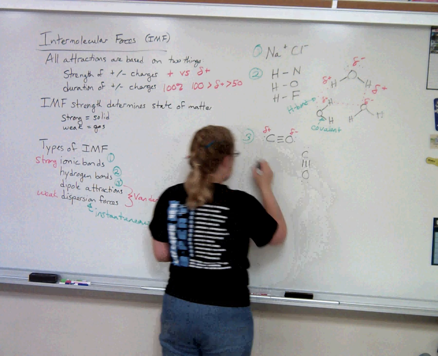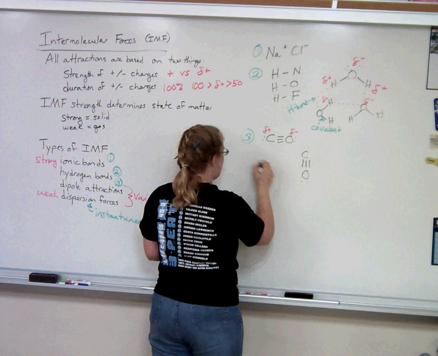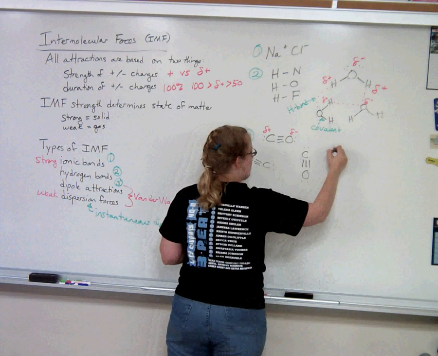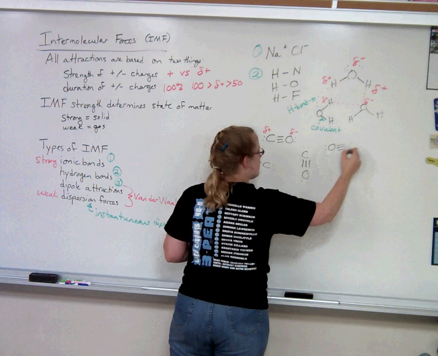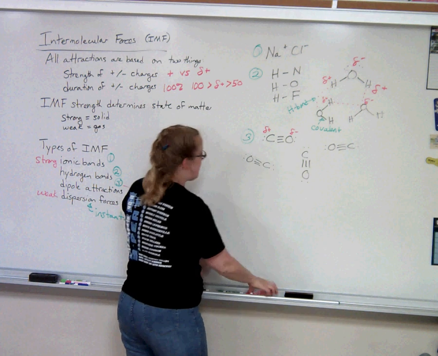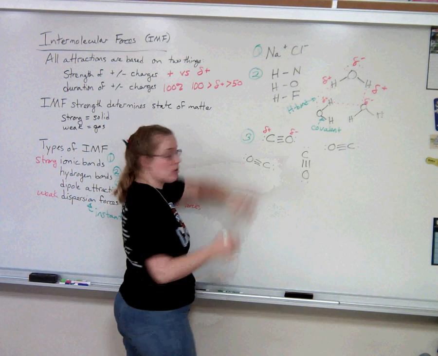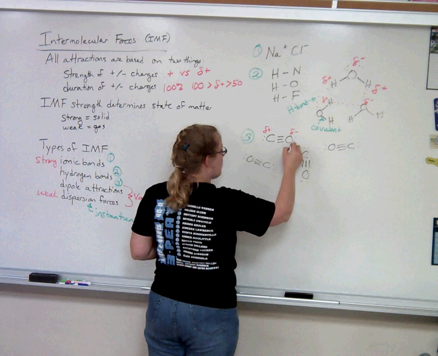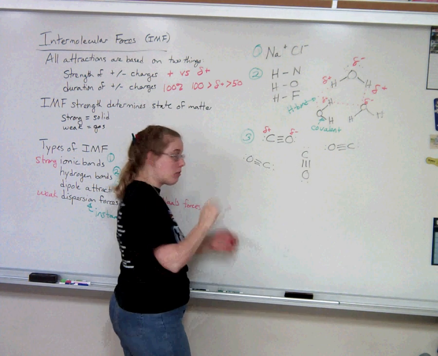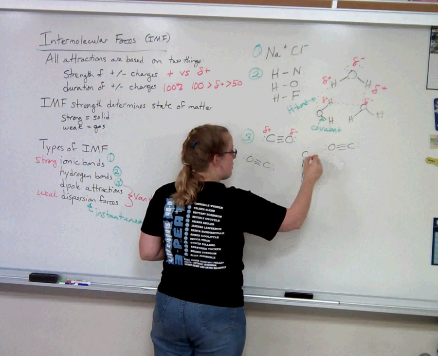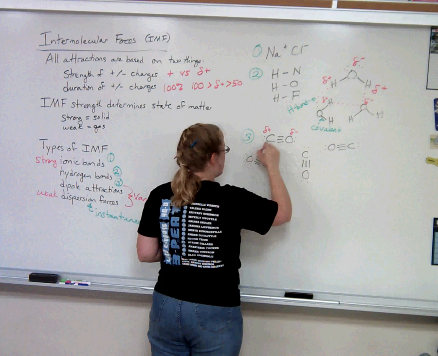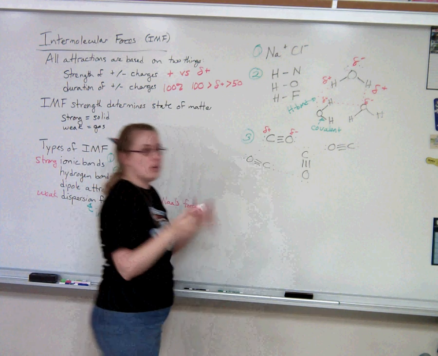and maybe another carbon monoxide molecule over here. And, you know, carbon monoxide molecules can be all over the place. Well, the delta negative oxygen on one carbon monoxide molecule will be attracted to the delta positive carbon on the other molecule, and so on and so forth. And so all of these molecules will be held together that way.